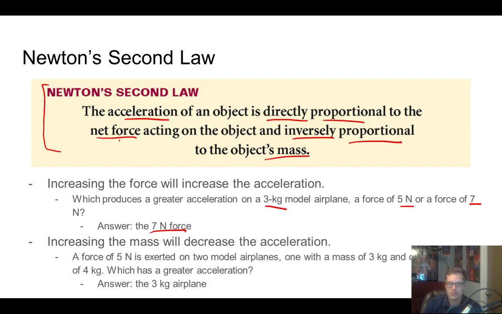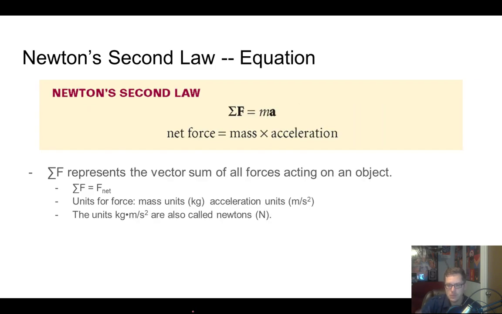Increasing the mass will decrease the acceleration. So if we have a 5 Newton force and we're putting it on 2 model airplanes, one at 3 kilograms and one at 4 kilograms, which has a greater acceleration? Well, the 3 kilogram one does. What we just found was that the mass and the acceleration are inversely related. If you really think about it, you've got 5 newtons to throw something, you'll be able to throw the lighter thing farther than the heavier thing.